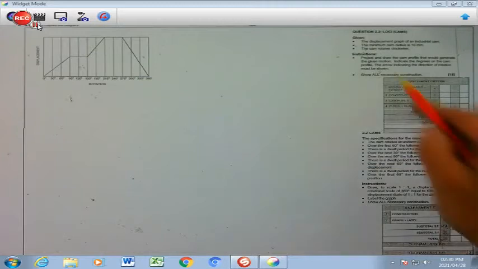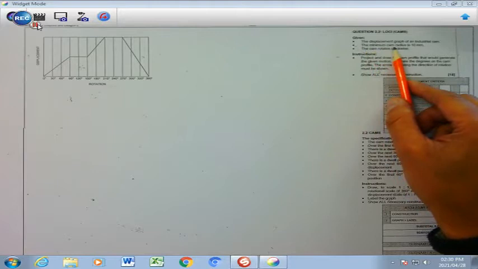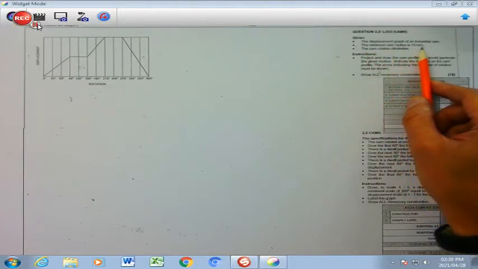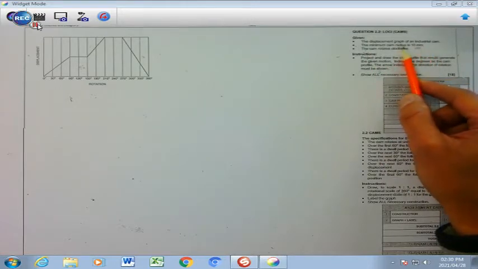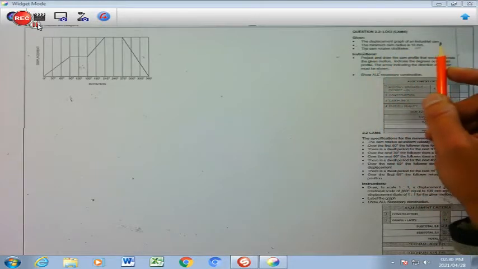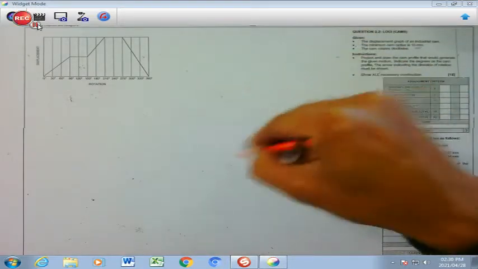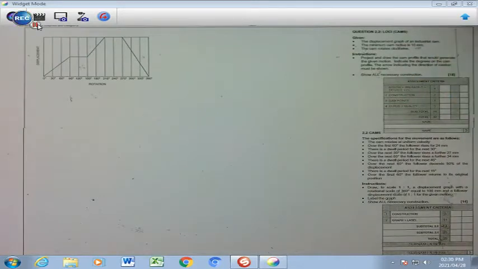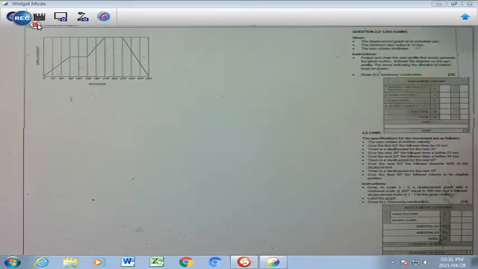As we go to our next bulleted point, it says the minimum cam radius is 10 millimeters. We're talking about a radius from the center point to the circumference. Then the cam rotates in a clockwise direction, which is as the watch goes, like that. The instructions also tell us that we need to project from this cam displacement diagram and draw the cam profile that would generate the given motion.